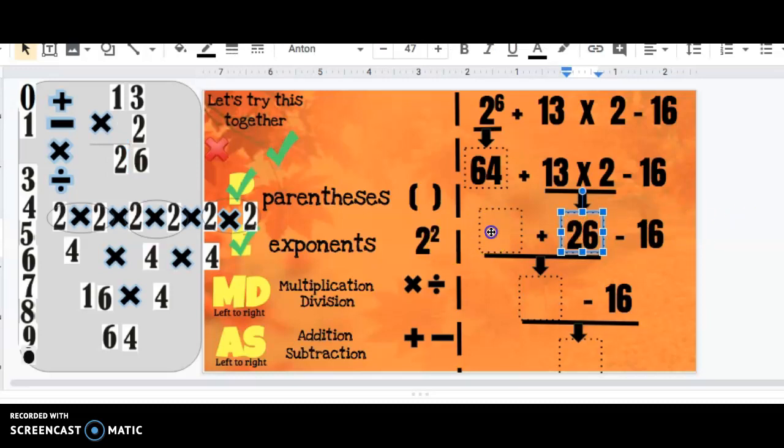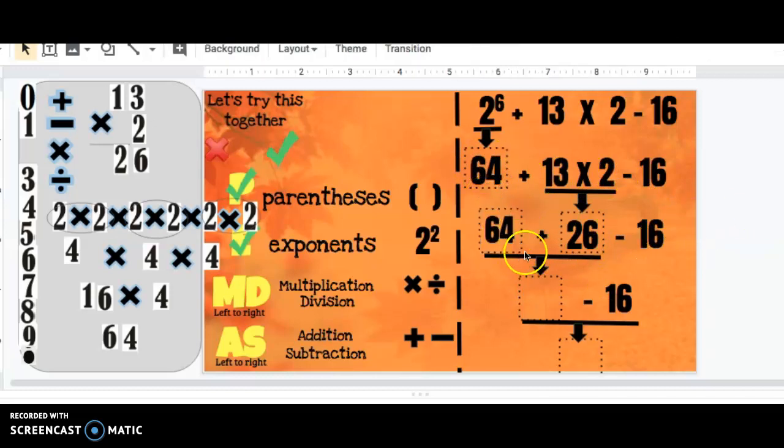Now what do you think I'm going to put in this box? Because I have to bring everything down that I didn't touch. So I technically did not touch a number up in this row. And if you're thinking 64, right on. So I bring down that 64 again. So now I look at my signs, because this is my new problem, 64 plus 26 minus 16. I see a plus sign and a minus sign. So I don't have any more multiplication and division, so I can put my check over it.